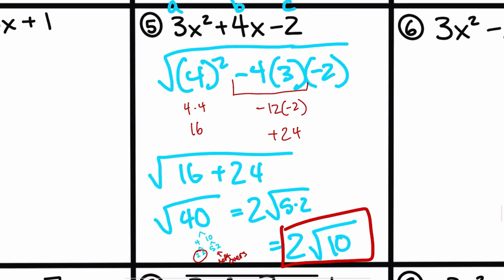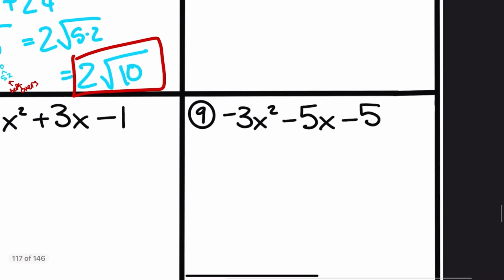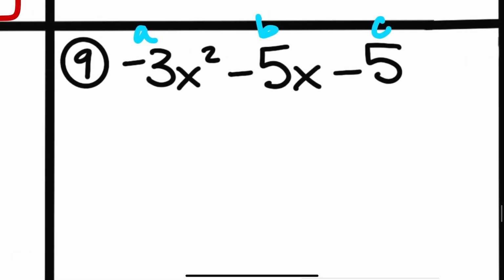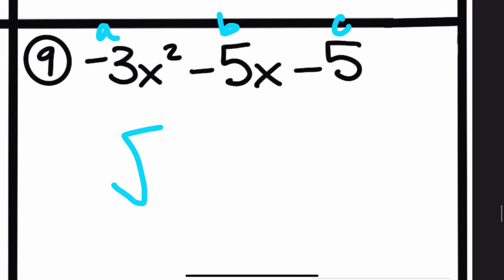Nice. Okay, let's do one more. I want to show you one that has like a bunch of negatives in it. So we're going to do number 9. Same process. I need my A, my B, and my C. I'm going to put those into my formula.